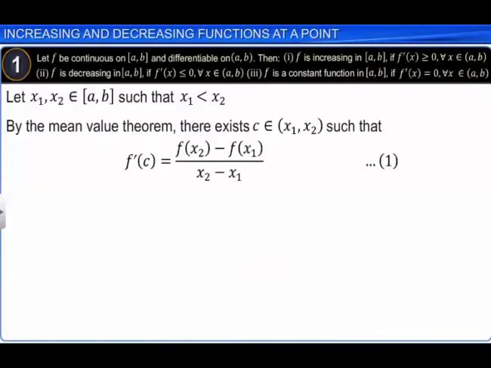Now, we will prove the second part. In this case, we will take the derivative of f at point c less than or equal to 0.